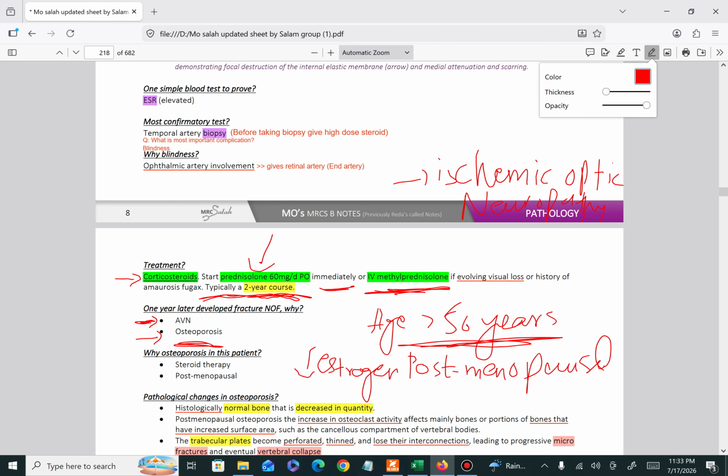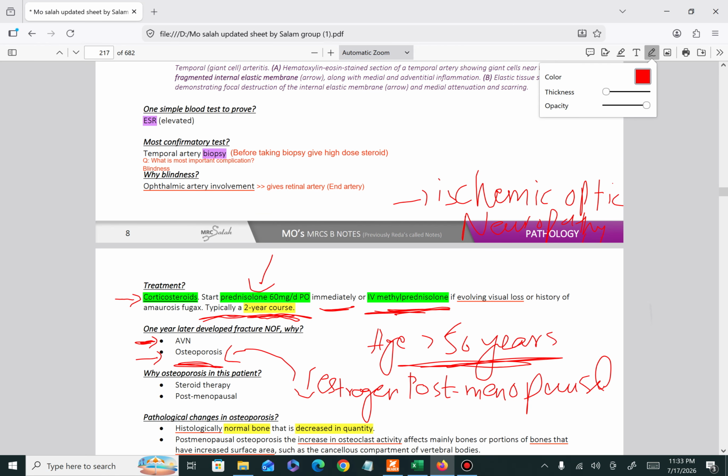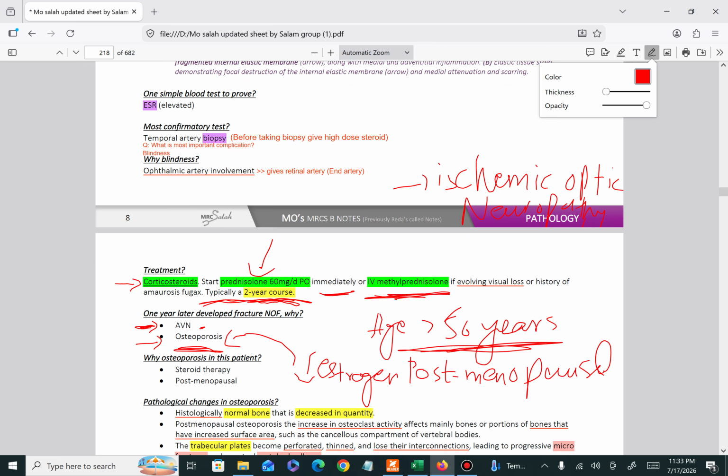Okay, low estrogen level can also lead to osteoporosis. And in giant cell arteritis, the main treatment is corticosteroid. The corticosteroid can lead to avascular necrosis and osteoporosis. So that's why the patient can develop osteoporosis and avascular necrosis, and that's why she can develop fracture neck of femur.